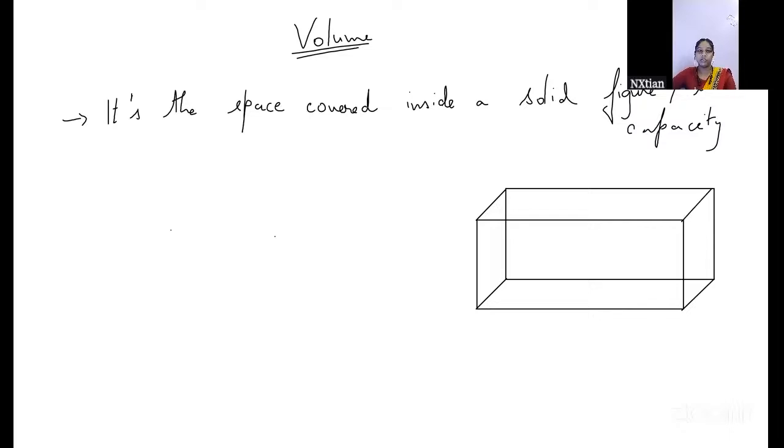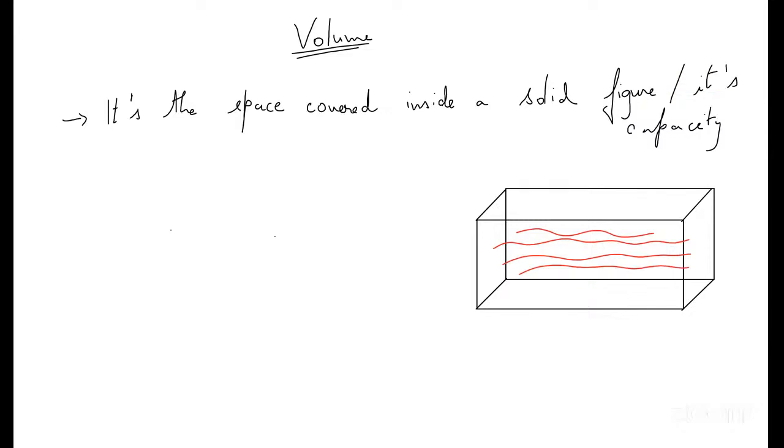We have a cuboid. Now, the volume is all the space that is inside of it, or how much space it has inside of it, how much it can hold in it. All the space inside a cuboid is the volume. Now, talking about the formula that we use to find out the volume of the cuboid, we do length into breadth into height cubic units.